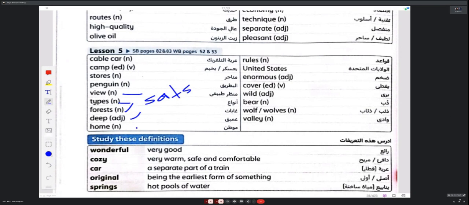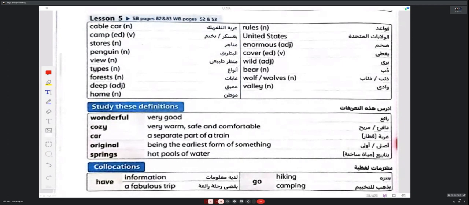Forests, deep, maybe habitat. Rules, laws. The United States of America or the United States, any country that has the word United, we must use the before it. The United States, enormous, very big, huge, cover, wild, bear, wolf, wolves, valley. Luigi. Kill, camp, source, penguin, view, types, deep, home, rules, United States, enormous, cover, wild, bear, wolf or wolves, valley.